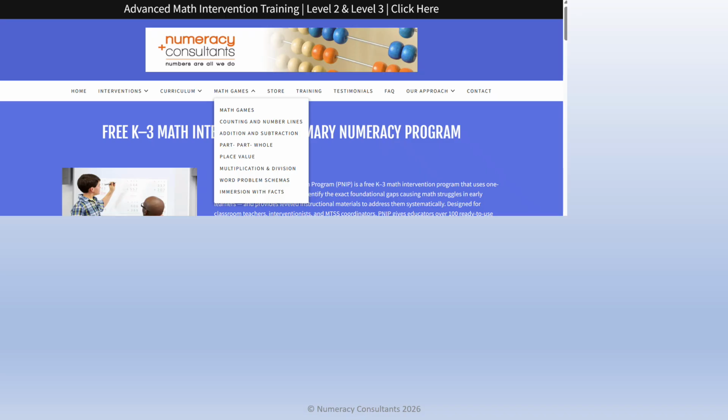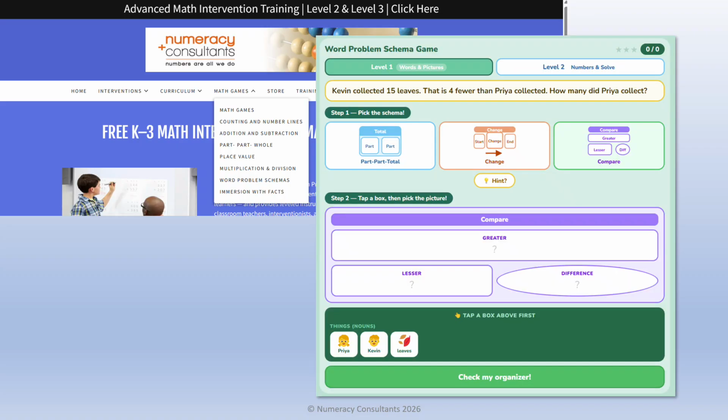Another free resource that you'll have will be access to our math games. If you go to our website, you can click on math games, and these are all the different math intervention games that we have available. If you go to word problem schemas and click on that, you'll have free access to games, in quotes, but these really are lessons, things that you could use.